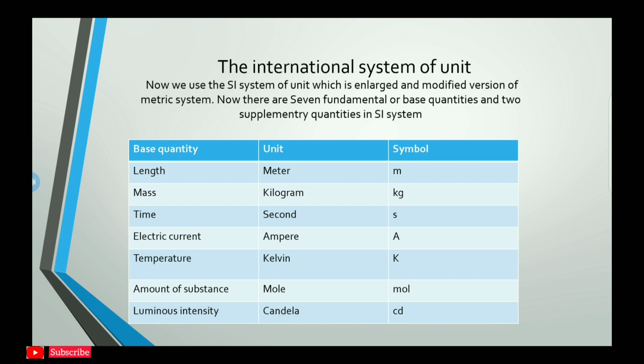The unit used to measure length is meter and its symbol is m. The unit used to measure mass is kilogram and its symbol is kg. The unit used to measure time is second and its symbol is s. Electric current is measured in ampere and its symbol is A. Temperature is measured in kelvin and its symbol is K. Amount of substance is measured in mole and its symbol is mol. Luminous intensity is measured in candela and its symbol is cd.